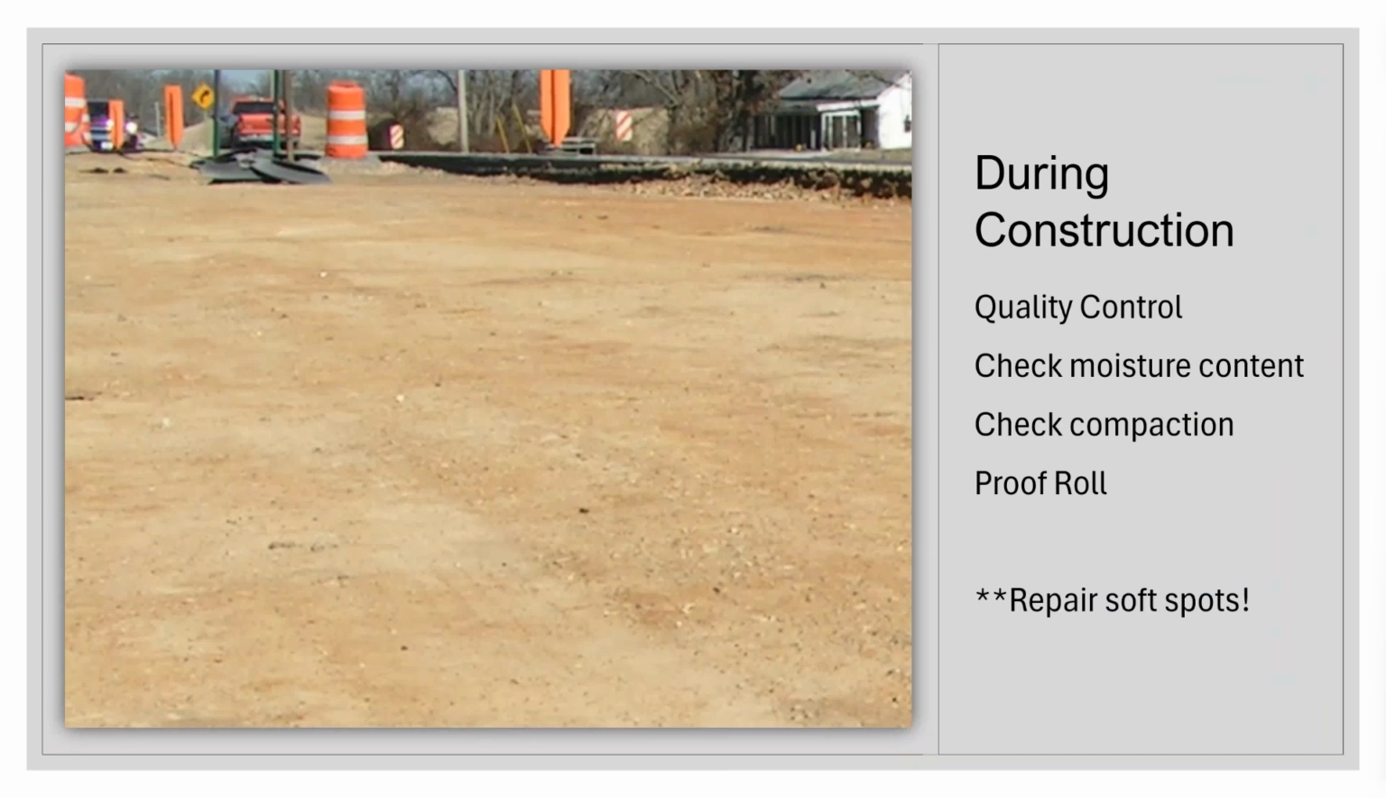If it holds up, it looks solid under that load, then you're probably okay. But sometimes you'll see a little bit of a wave out in front of that front tire. It's like a little ripple that's being pushed forward. That's usually a sign that you do not have adequate density. And you might see some random soft spots, and those are things that need to be repaired right then, because they will show up later on as a place that cracks, maybe a base failure, a pothole, something like that.